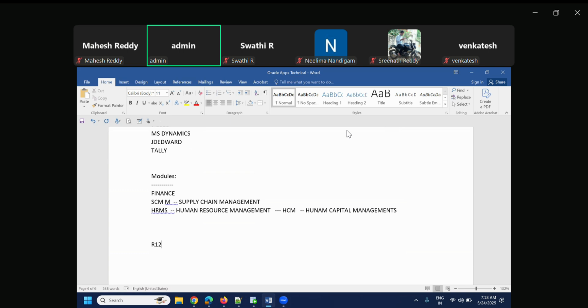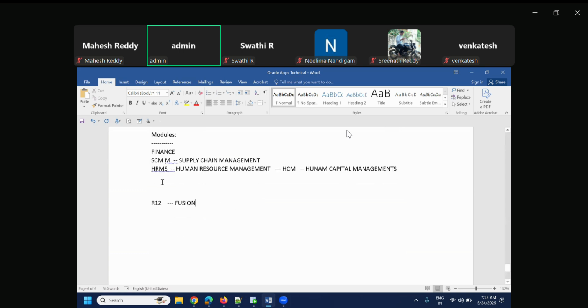We are going to learn R12, but one more is called Fusion, the latest in the market. In R12, Oracle calls it HRMS, Human Resource Management System. But in Oracle Fusion, which is the cloud, Oracle renamed HRMS to HCM, Human Capital Management. Then it will support CRM, nothing but customer relationship management.